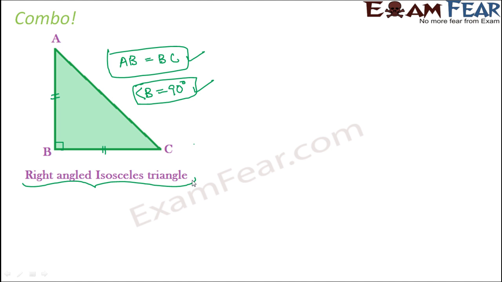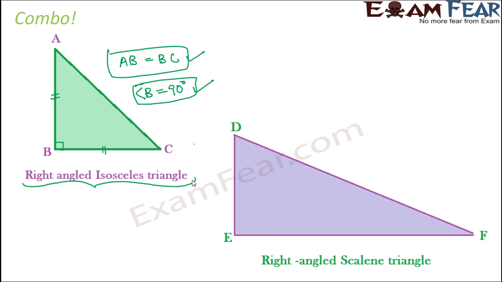So we can also have these kinds of combos where depending on the sides we can say whether it is scalene, isosceles or equilateral, and depending on the angle we can say whether it is acute, right or obtuse. But not all the combinations are possible, so we will have a look at that as well. Let's look at this one. This is also a right angle triangle because we have a 90 degree angle here, but in this case all the three sides are unequal. So this is a right angled scalene triangle.